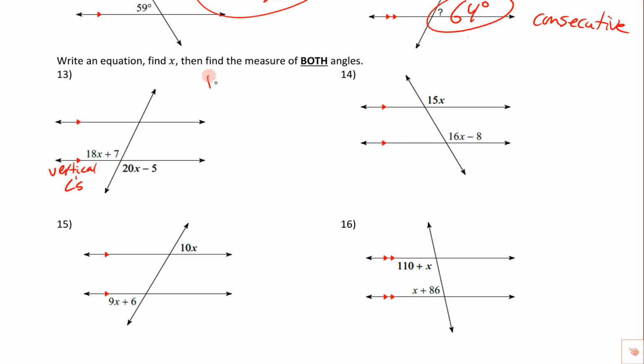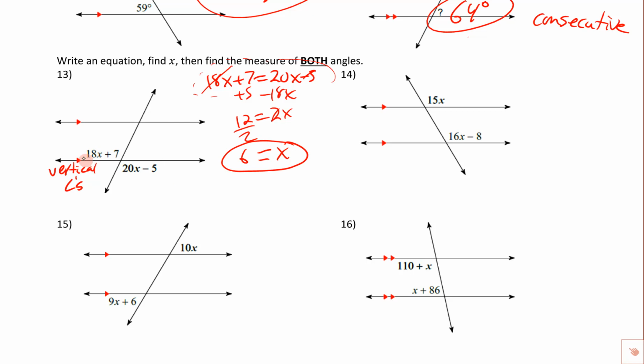So those are congruent. So the equation we're going to write is 18x plus 7 equals 20x minus 5, and then we're going to solve that. So I'm going to move the 18x to this side. So that means I'm going to move the 5 to the other side. So that's going to be plus 5. So that's going to be a 12 over here. That's going to be a 2x over here. So we get x equals 6. So I'm going to go ahead and circle that.